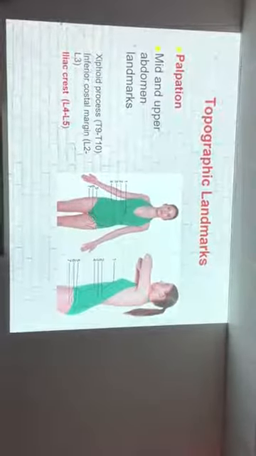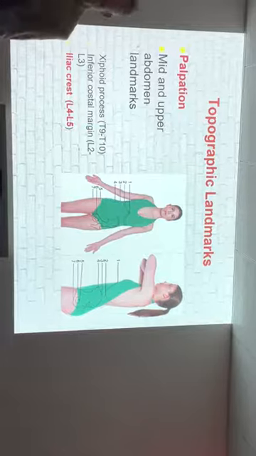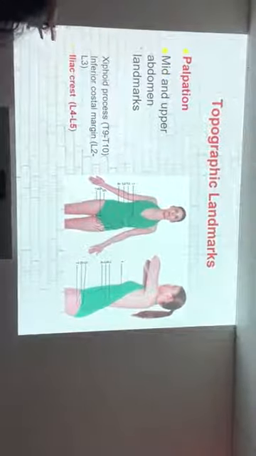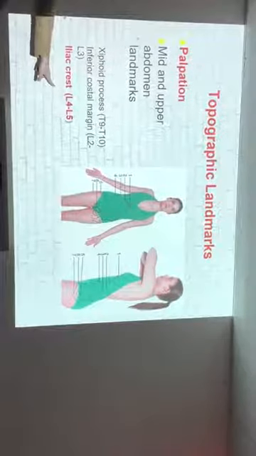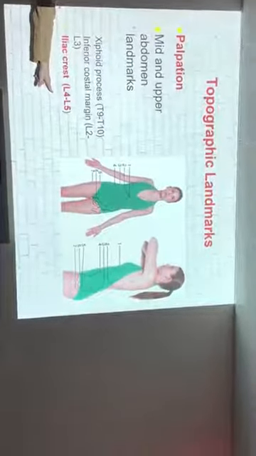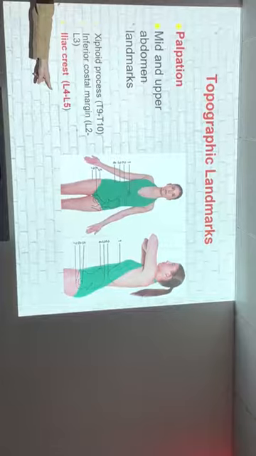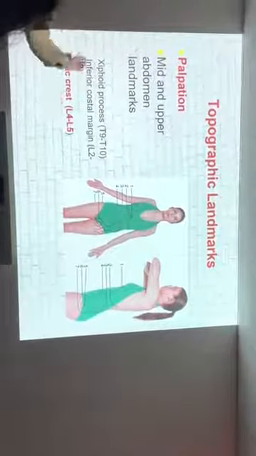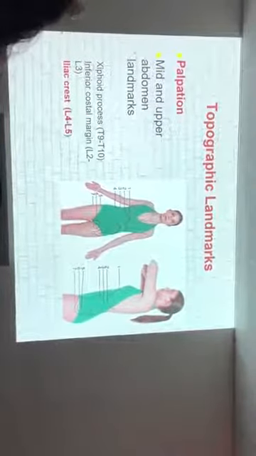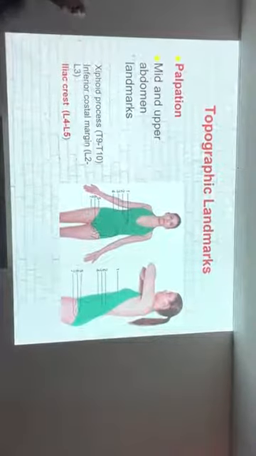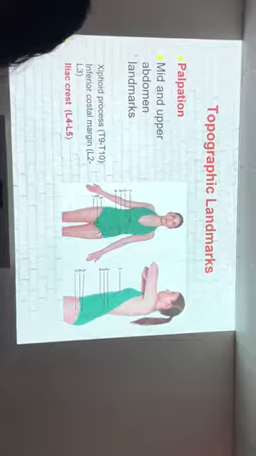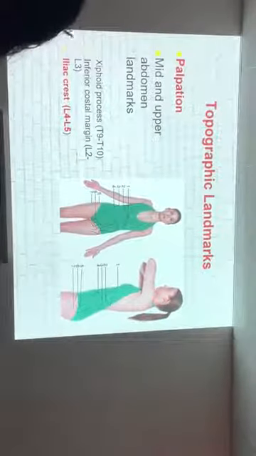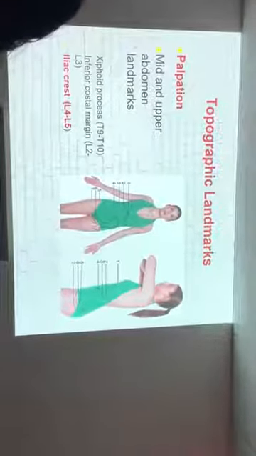Topographic landmarks. We have lots of them in the abdomen. Of course, the main star of our show is the iliac crest. If you're going to memorize anything, here's what your registry is definitely going to ask you. What level does the iliac crest fall at in relation to the spine? L4, L5 on average. There's that xiphoid process again, T9 to T10, and the inferior costal margin L2 to L3. Of these three, which one should you probably not use as a palpation point?